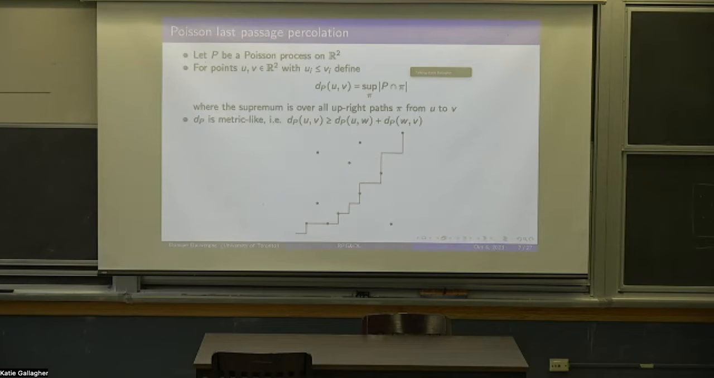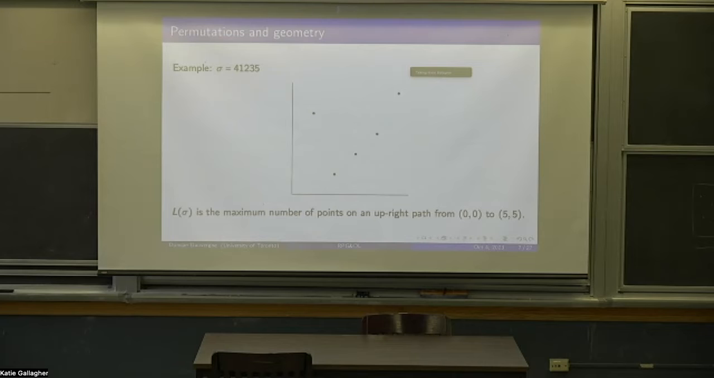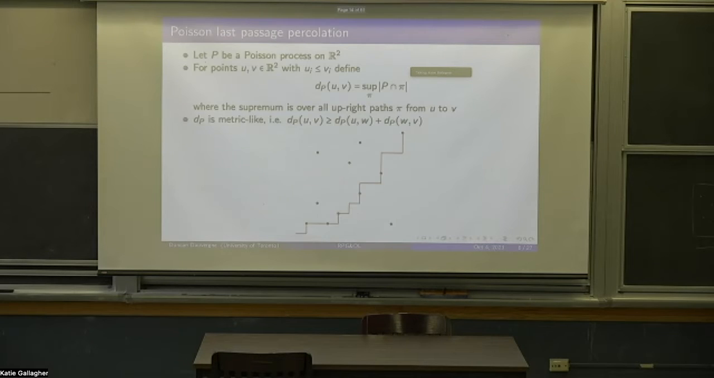So in this Poisson process, I can do the same thing that I did with the permutation. I can look at 2 points that are ordered in the right way, and I can say that the distance between those 2 points is the maximum number of points I can fit on an upright path. So if I give you 2 points in R2, the coordinates are ordered in this way, I'm going to call this distance the maximum number of points I can put on an upright path. So in other words, think of this as the length of the path. And dp is what's often called the Poisson last passage time.